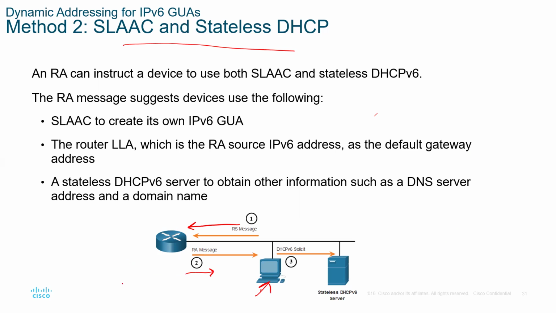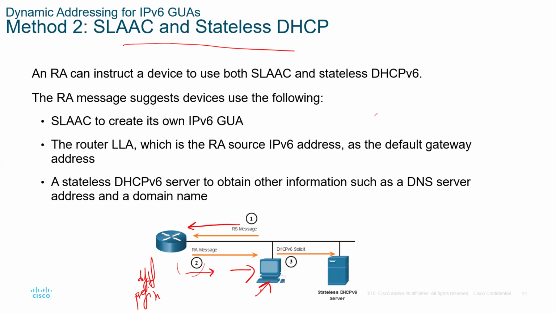One, we are using SLAAC and DHCP. Since we are using SLAAC and DHCP, it means I'm going to give you the default gateway. I'm also going to give you the prefix, the network prefix. Then for additional information, you need to use the DHCP server. That is the information in the RA message.